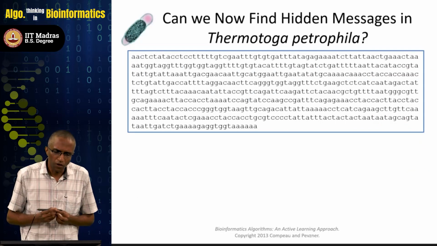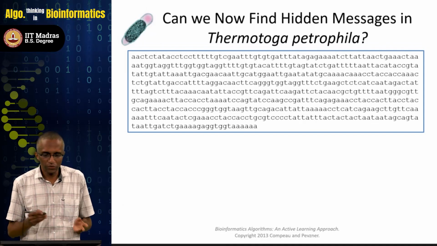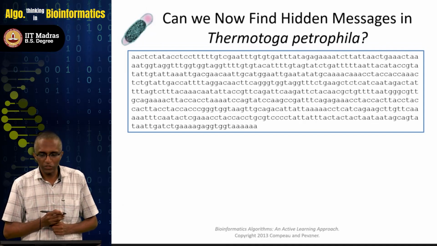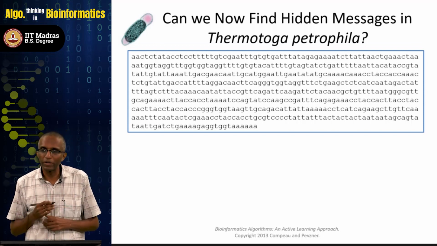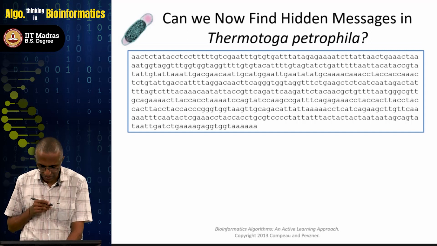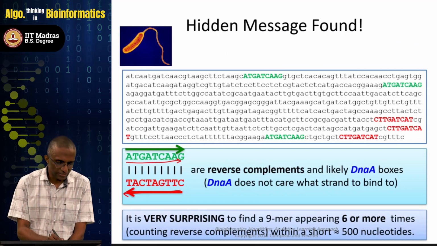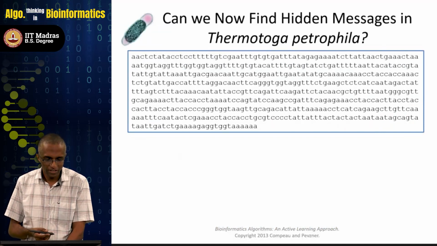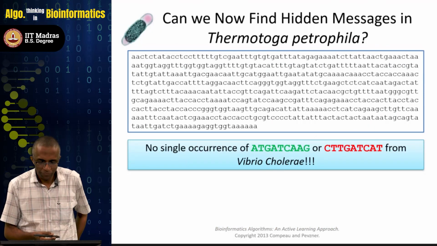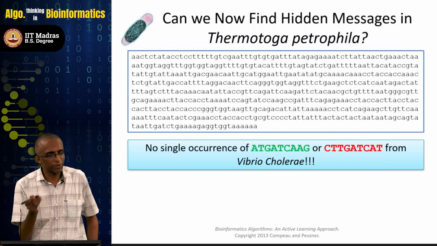Now, can we switch from cholera bacteria to some other bacteria, Thermotoga petrophila, where we do not know much? Let us say it is a new bacterium from a hot spring, and we want to find hidden messages. Can we apply the same algorithm here, just take these sequences and say these are the DNA boxes? The problem is that the same motifs may not apply for all organisms.